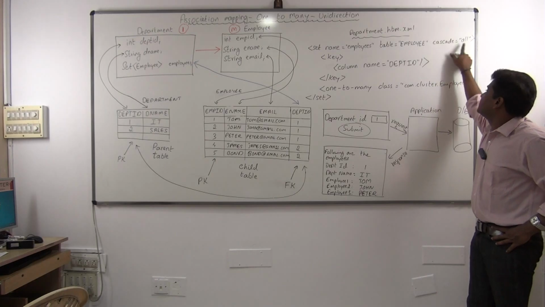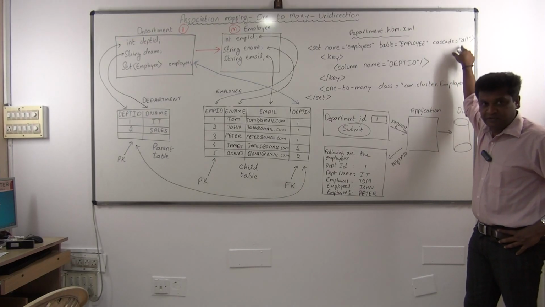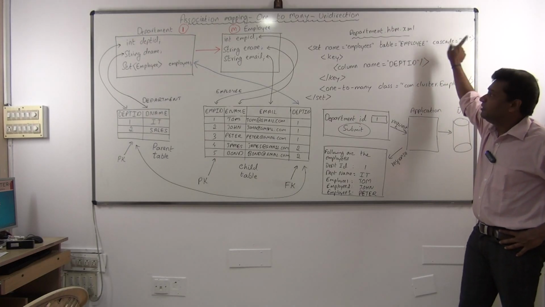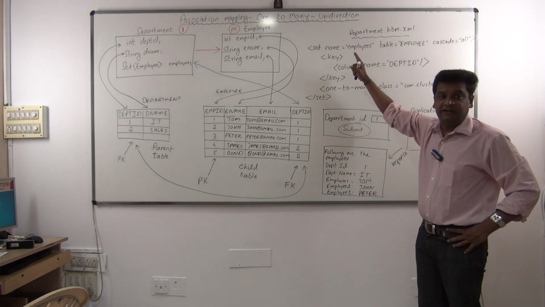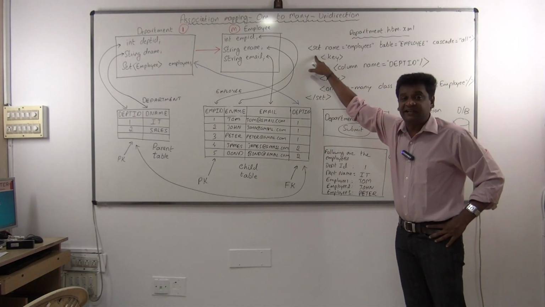So then cascade is equal to all. I'll explain this attribute later, but it's a very important attribute. Let's leave it for now. Next, key is the tag. Key is the child tag of set.